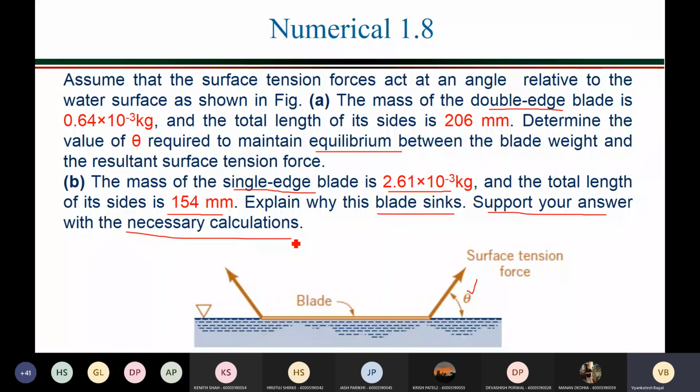You have to show by calculation that the blade will sink. It means you have to prove by calculation that the weight of the blade is more than the surface tension or surface tensile force. Then there is no question of floating of this blade on the surface. But you have to prove it by calculation.